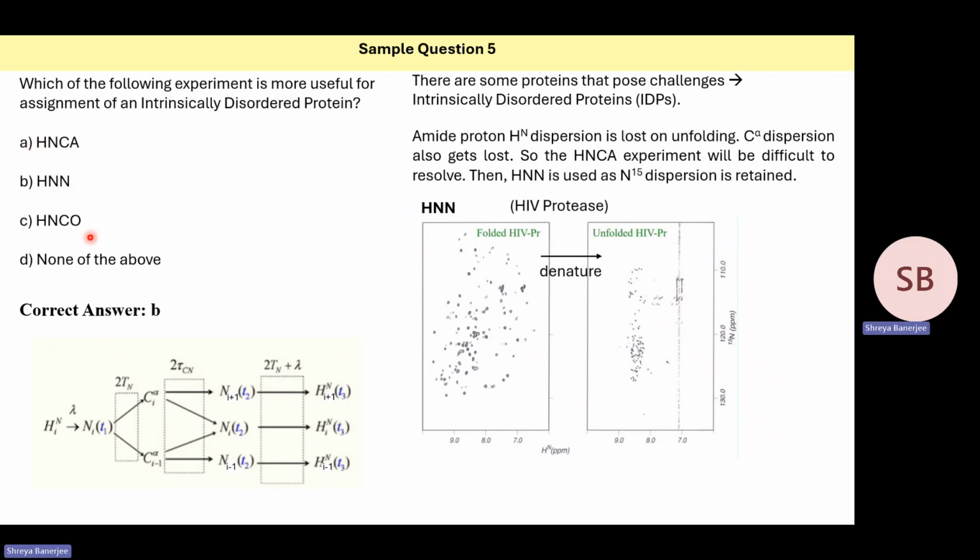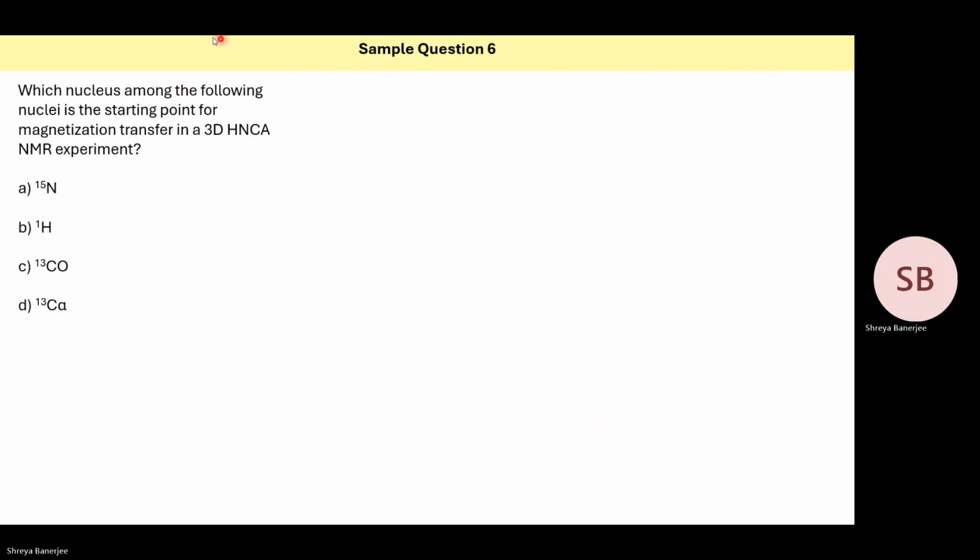So in both HNCA and HNCO, there is only one nitrogen channel, but in HNN, there are two nitrogen channels. So B is the correct answer for intrinsically disordered proteins.